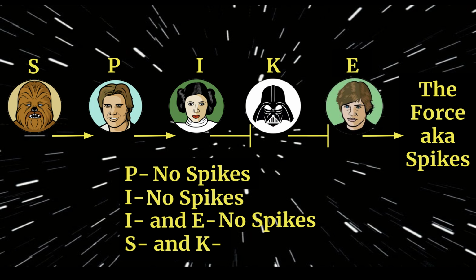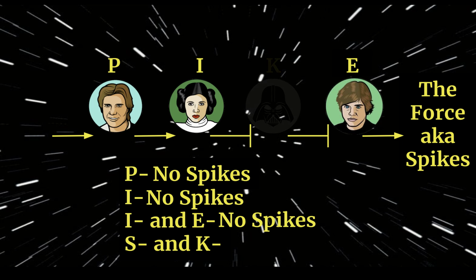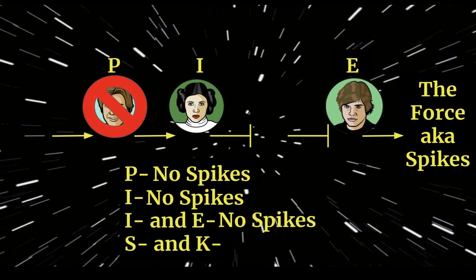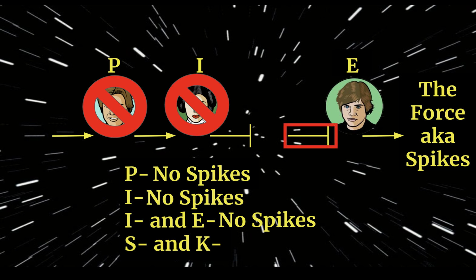Lastly, we have another double mutation in both S and K, so now Chewie and Darth Vader are gone. If Chewie's not there to activate Han Solo, then Han becomes inactive. Same thing with Leia. If Han Solo is inactive, then she becomes inactive. Mostly, we can look at that if Darth Vader is not there to repress Luke, then Luke can activate the Force and make spikes. So if there's a mutation in S and K, then spikes can be created.